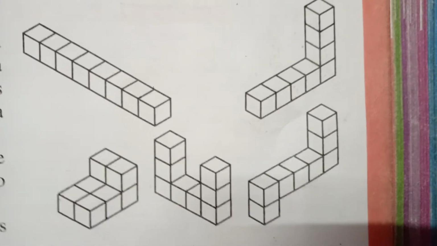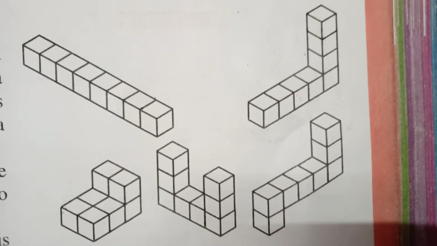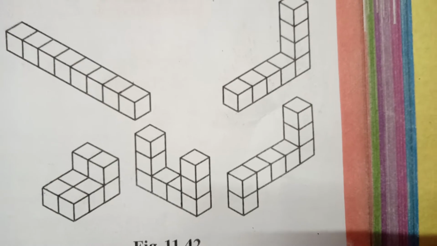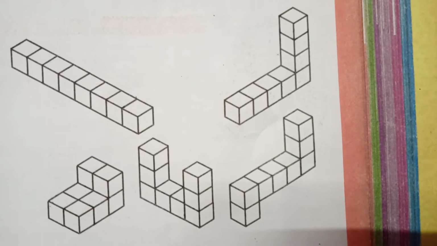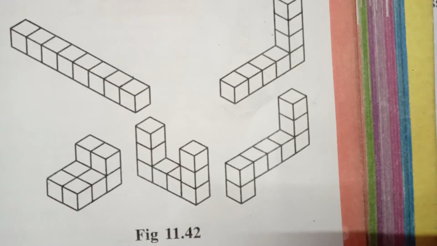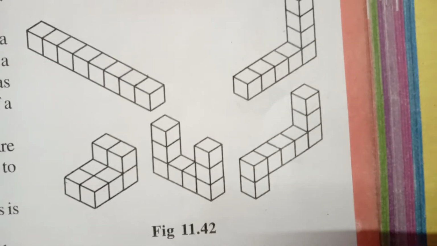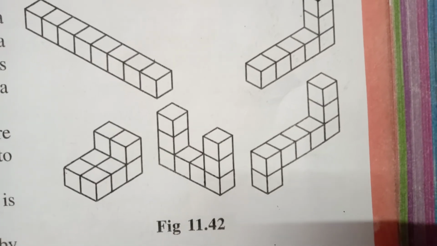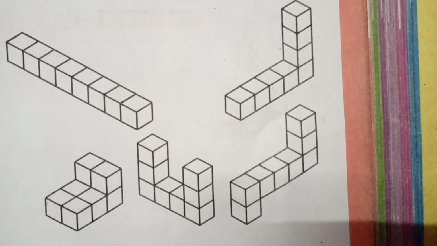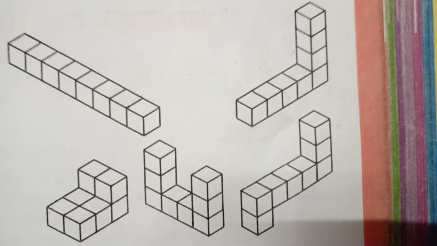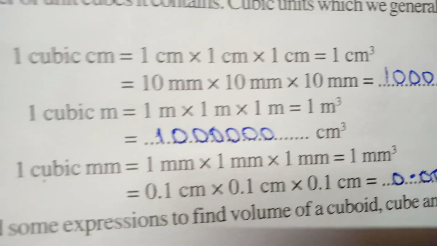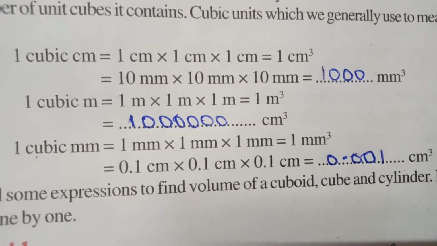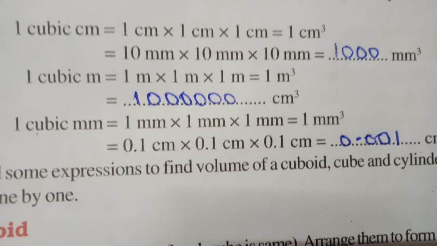Here you are seeing cubes that have been arranged in different ways. Every figure you see has 8 small cubes, each a 1 unit cube. If you count each block, each figure has 8. So the volume of this is 8 cubic units. If the unit is 1 centimeter, then we call it 8 centimeter cube, that is 1 centimeter into 1 centimeter into 1 centimeter. So the unit for volume is cubic units.